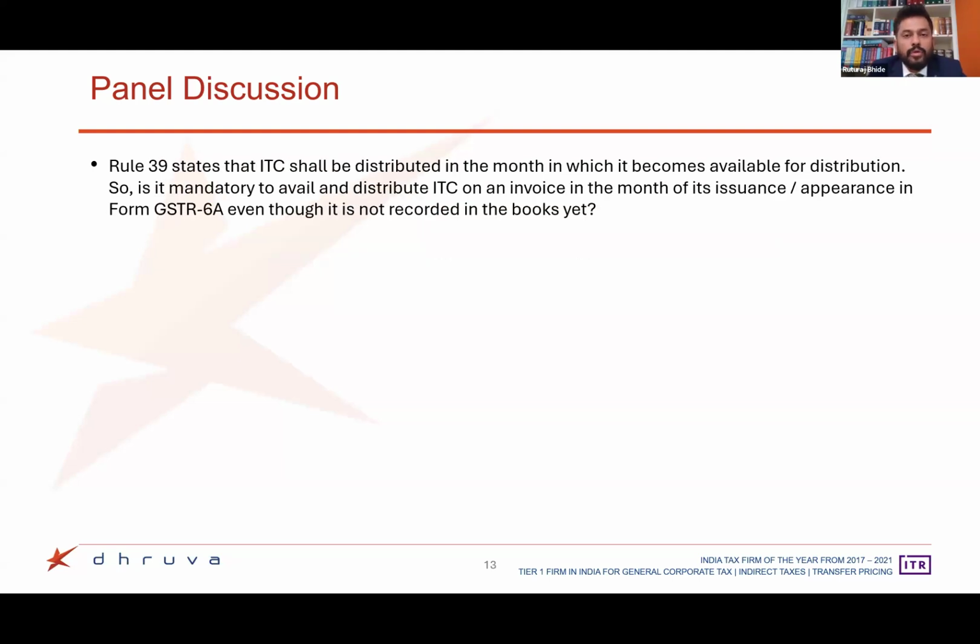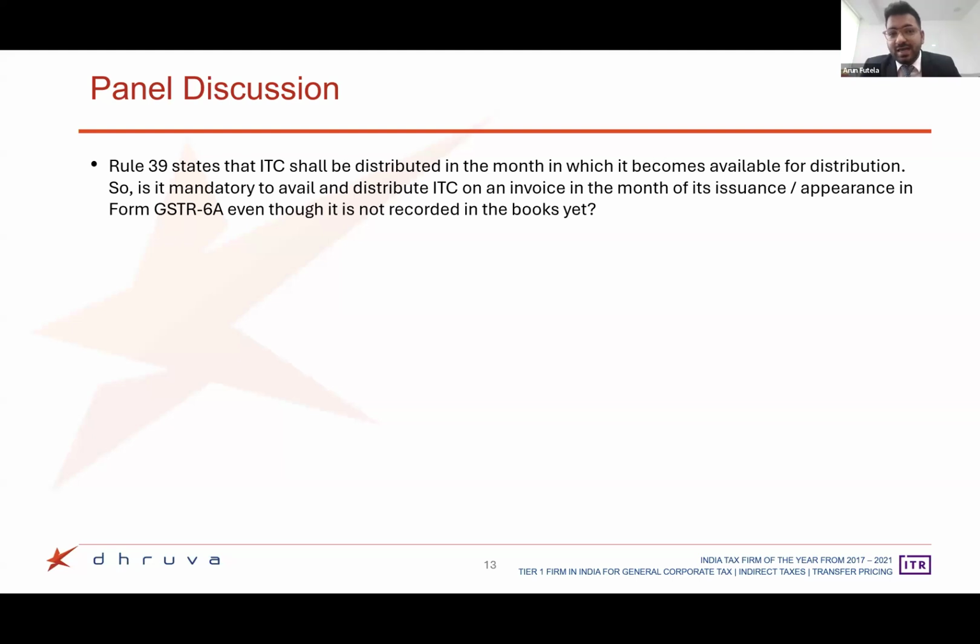Continuing on the same lines, another question which comes up is a corollary situation. Let's say I have an invoice in my GSTR 6A, but I have not yet booked it, and I have possibly not received that invoice. Rule 39 says that ITC shall be distributed in the month in which it becomes available for distribution. So does it mean I have to mandatorily distribute ITC on an invoice appearing in my 6A, even if it is not recorded in my books? Is that how we read it?